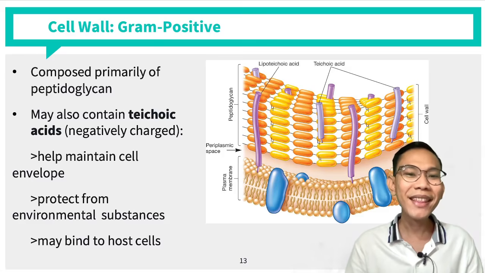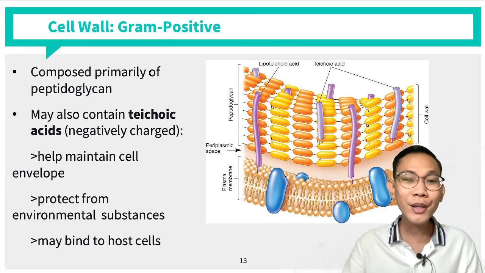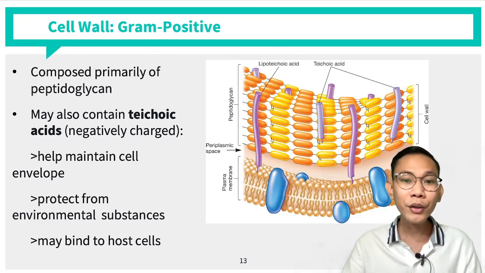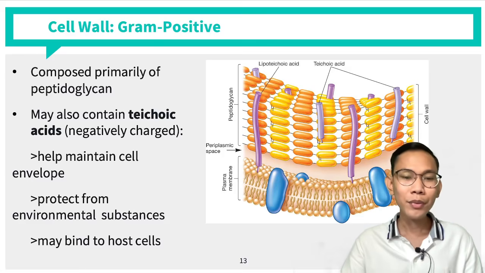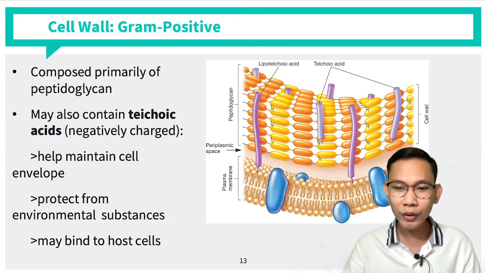So isasahin natin yung cell wall ng ating gram-positive. So the cell wall, let's talk first about the cell wall of your gram-positive. So, composed primarily of your peptidoglycan. So remember, this is the cell wall. So this is the cell membrane of your bacteria. But let's talk first about your cell wall. So this is the cell wall of your gram-positive.